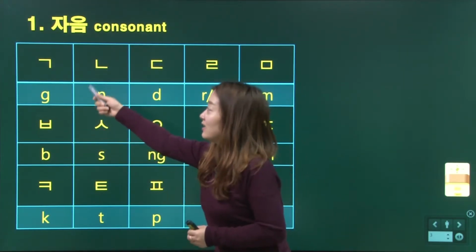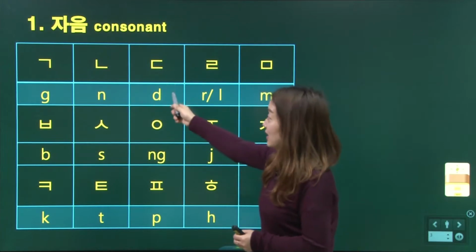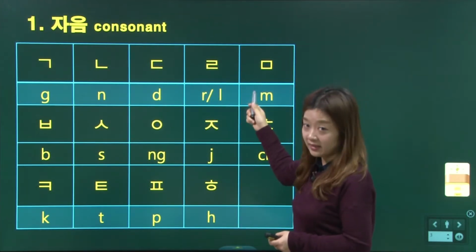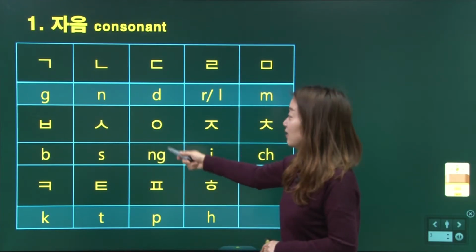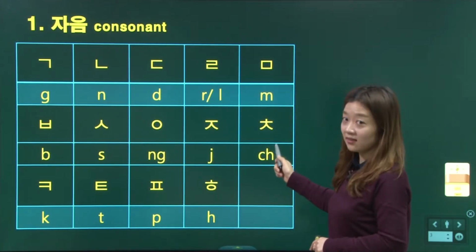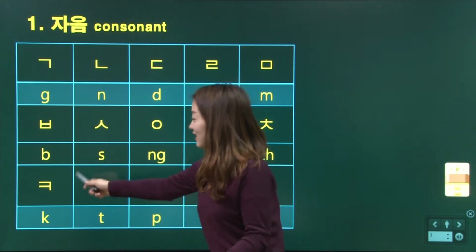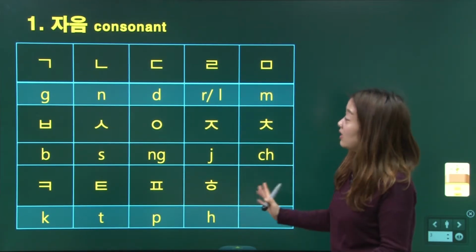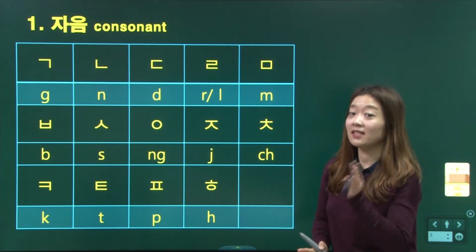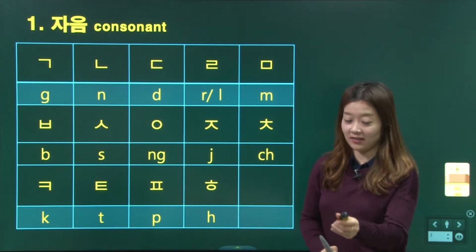Here we go. 그, 느, 드, 르, 무. Good. Next. 브, 스, 으, 즈, 치. Next. 크, 트, 프, 흐. So these are the basic consonants.